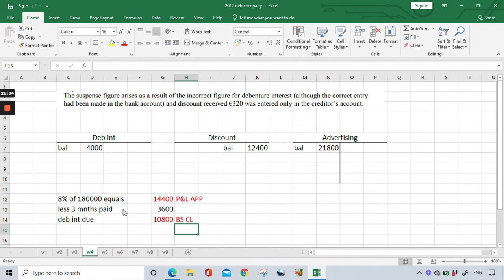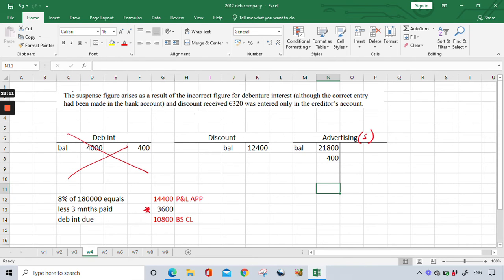Now, this figure is the correct figure for 3 months of debenture interest. Up here though, it's telling us 4,000. We know that is wrong. By the way, this is our suspense, so anything goes in here. So we know this is wrong. It has to be 3,600. How do we get it that way? We credit 400 here. That will make it 3,600. So if we credit here, we have to debit the suspense account. It's that simple. Now, I don't need this account anymore. Gone.